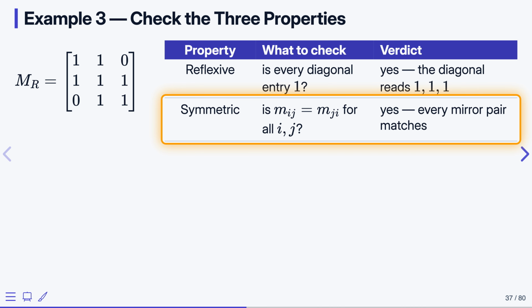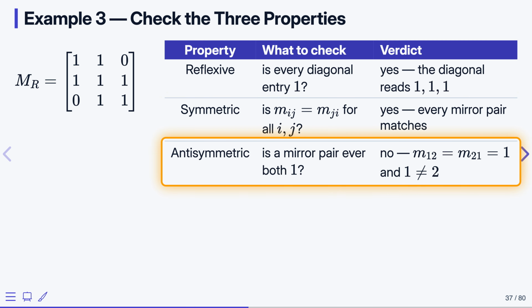Symmetric, compare each mirror pair. Row 1 column 2 is 1 and row 2 column 1 is 1. They match. Row 1 column 3 is 0 and row 3 column 1 is 0. They match. Row 2 column 3 is 1 and row 3 column 2 is 1. They match too. So the relation is symmetric.